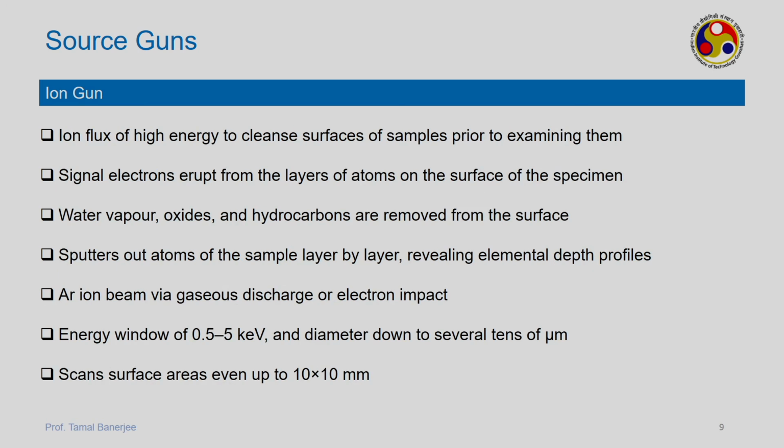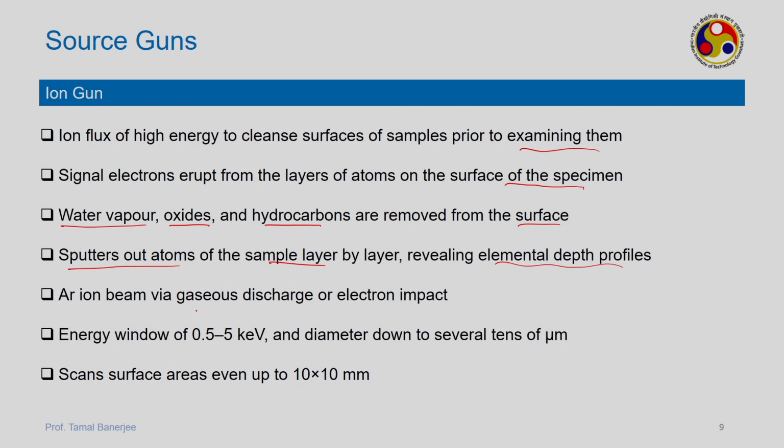Then the ion gun, why is the ion gun used? I explained it earlier, let me repeat. An ion flux of high energy is used to clean the surface of samples prior to examining. Signal electrons will erupt from the layers of atoms on the surface of the specimen. So, water vapor, oxides, hydrocarbons are removed from the surface. It also sputters out atoms of the sample layer by layer, revealing the elemental depth profiles.